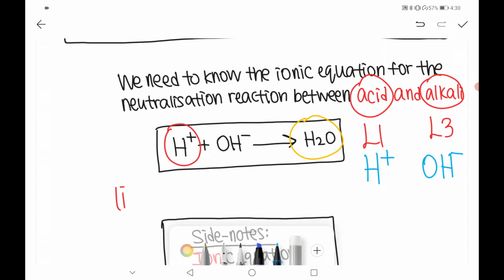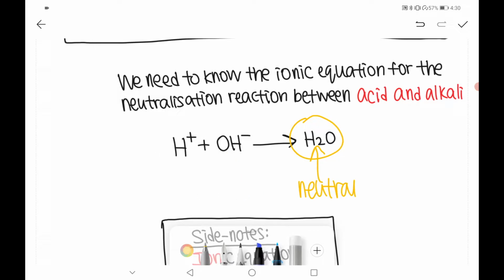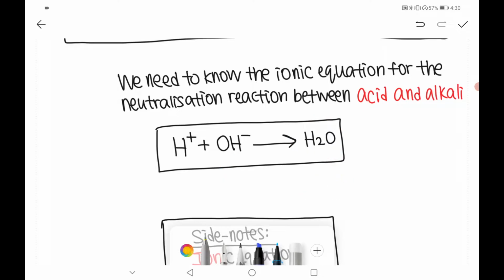So the H plus ion from the acid will react with the OH minus ion from the alkali to produce water. We know water is neutral, right? Everyone should know water is neutral. Since you produce neutral water, that's why this reaction is called neutralization. So next time, whenever the question asks you to write the ionic equation for the reaction between acid and alkali, this is the one.